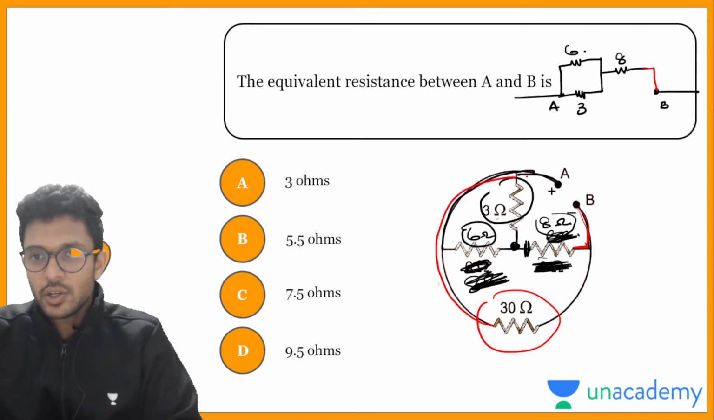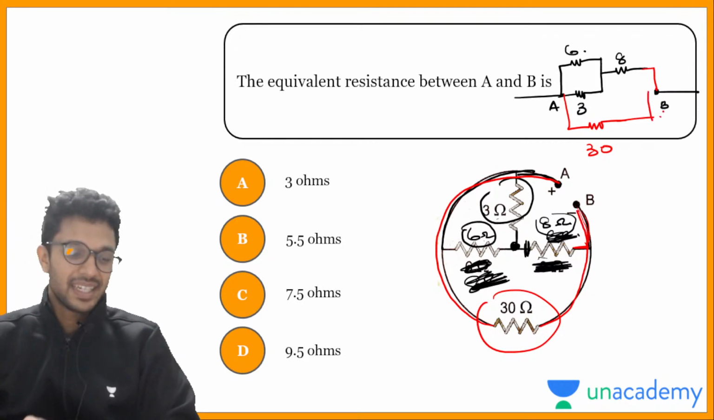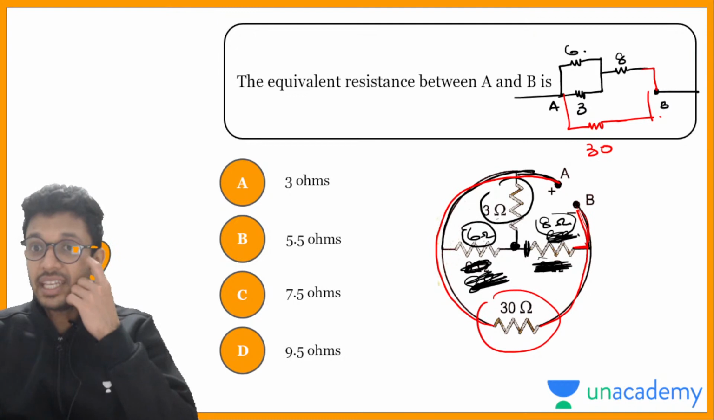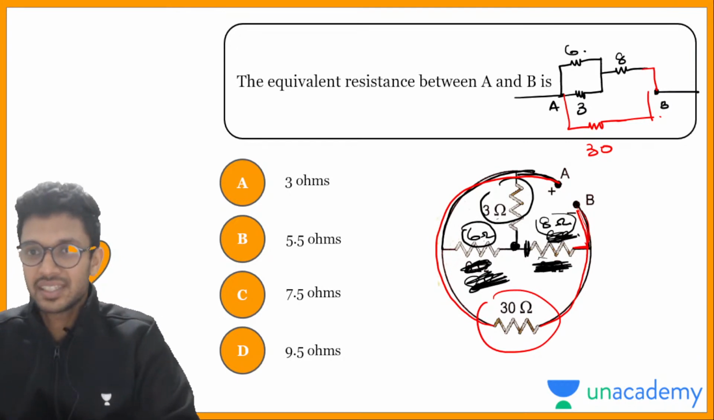Now, what about this 30 ohm? One end of the 30 ohm is connected to the point A, and the other end of the 30 ohm is connected to point B. Now you can get a very clear-cut idea about how the resistances are connected. Now the problem is solved.